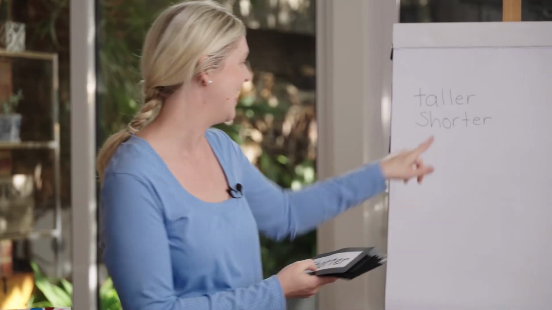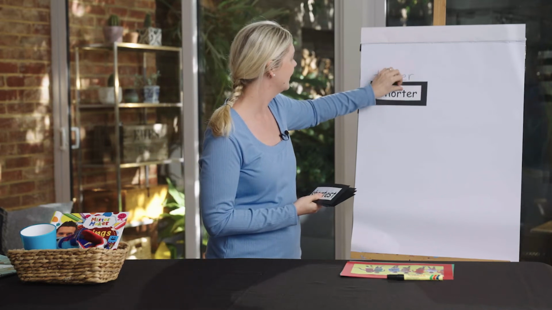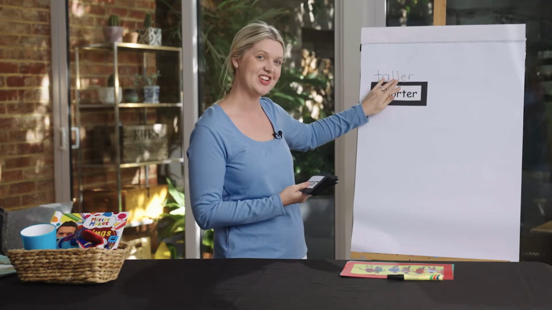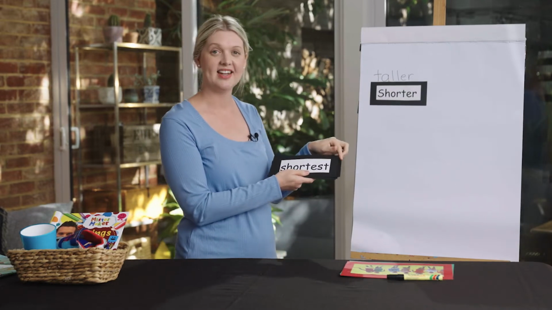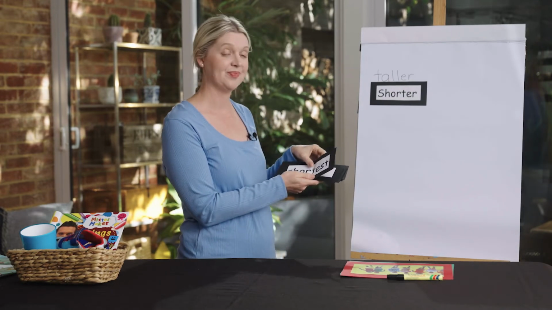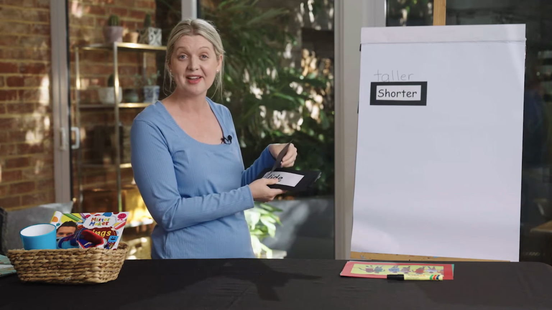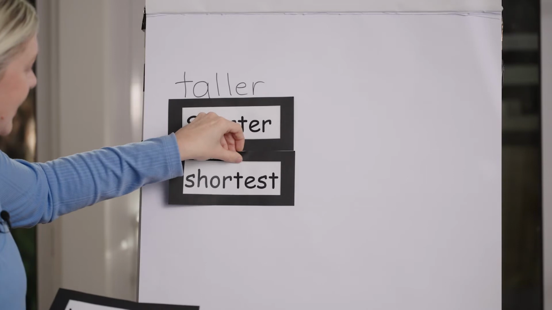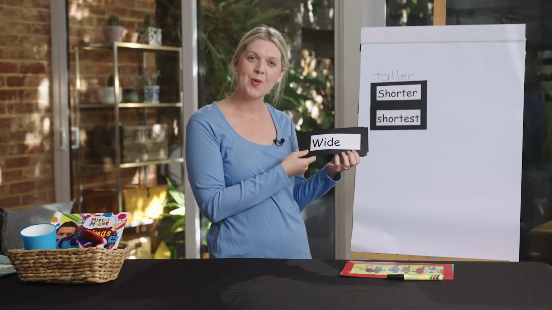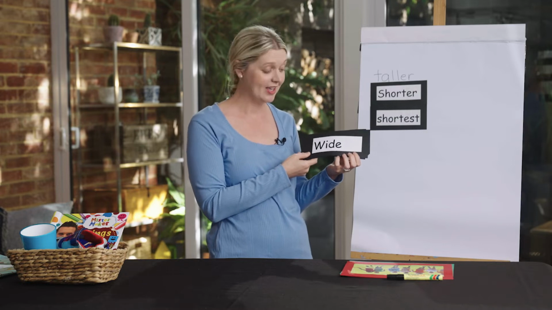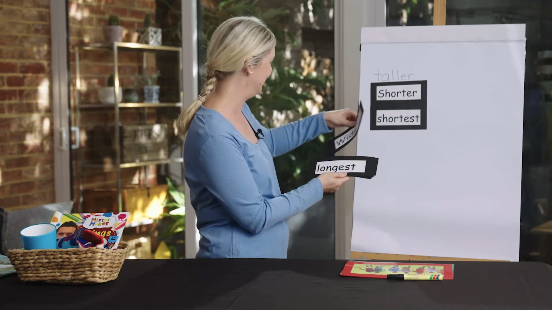Shorter. I had that one here, so I'm going to stick that right on top. Did you have shorter on your list? Oh, this one is shortest. You might say things like, I am the shortest in my family. The next word is wide. We might be talking about how wide a river is. Let's stick that up.